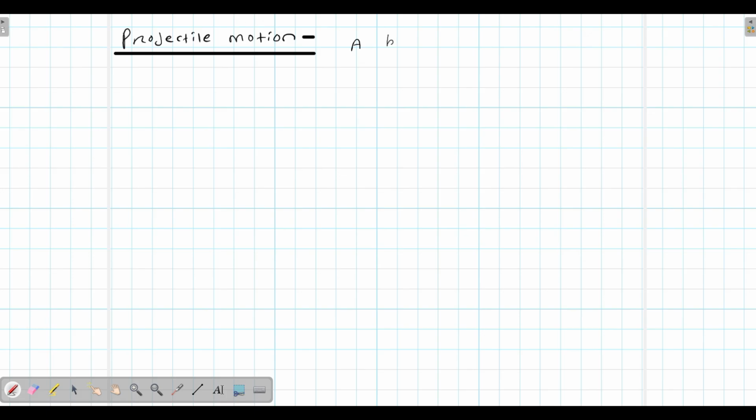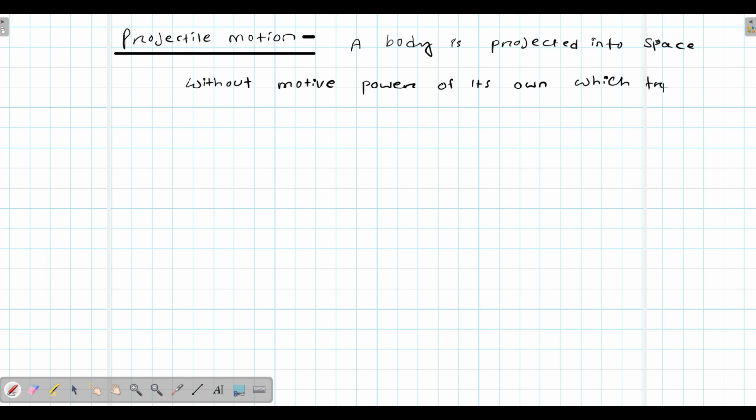A body is projected into space without motive power of its own, which travels under action of gravity and air resistance. That is called a projectile.